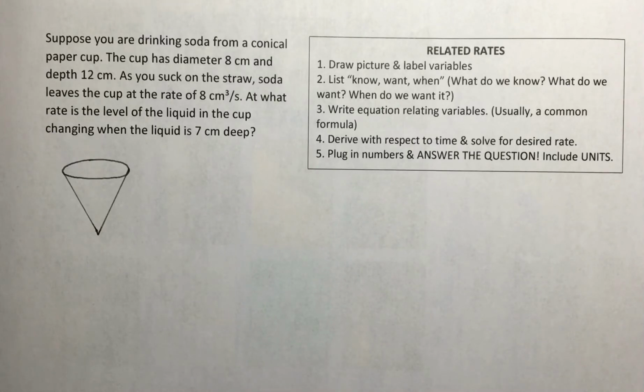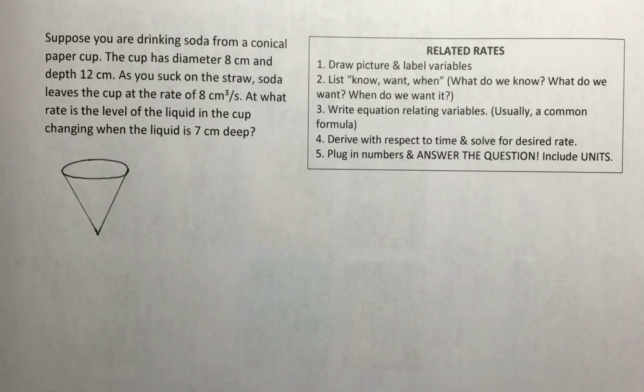Hello, we're going to do some more related rates because we love them so much. So here's our situation. Suppose you're drinking soda from a conical paper cup, because that's so easy to do. As you suck on the straw, soda leaves the cup at a rate of 8 cubic centimeters per second. At what rate is the level of the liquid changing when the liquid is 7 centimeters deep?